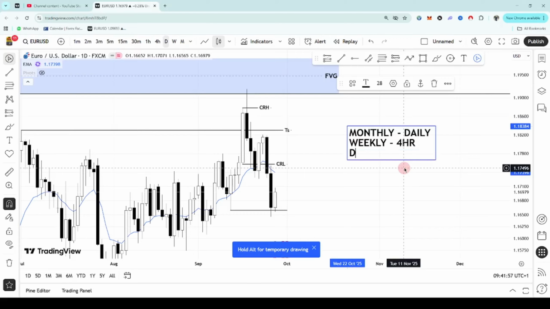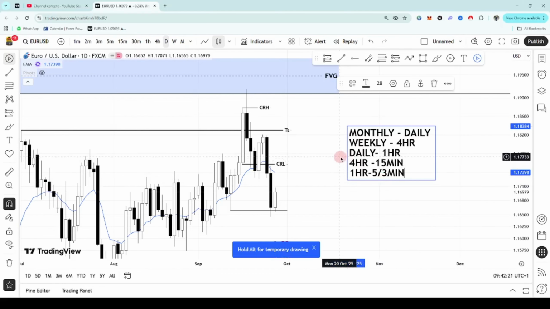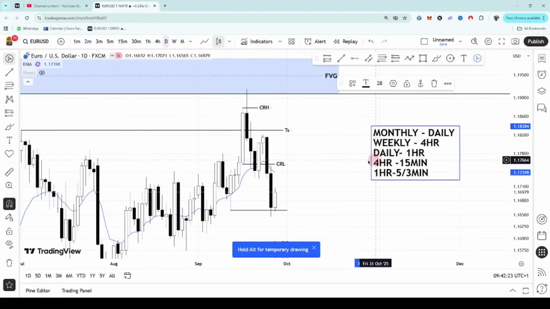If you're trading the daily CRT, you should be looking at the 1 hour to get your entry. If you're trading the 4 hour CRT, you should be looking at what? The 15-minute as your entry. If you want to trade the 1 hour CRT, then you can go down to the 5-minute and even 3 minutes to get your entry. So we are trading the daily CRT, which means we're going to be looking at the 1 hour to get our entry confirmation.